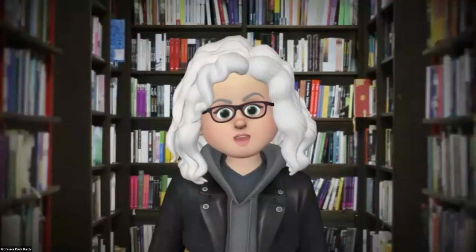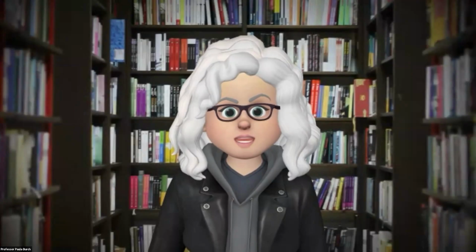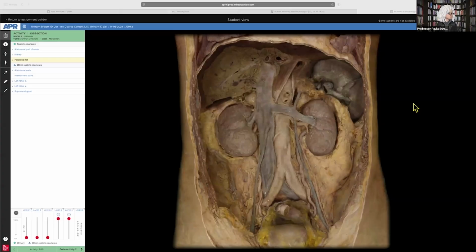I am going to go over the urinary system in this video. Let's go to APR and connect. This is a view of the abdominal cavity.